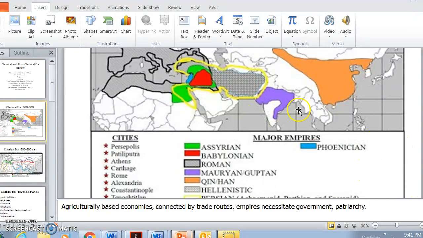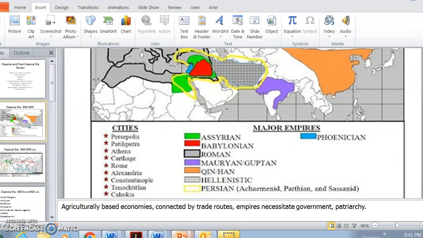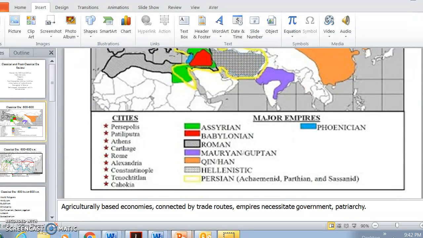Also, the Persian Empire, as we've talked about in our SGI groups, in this yellow area right here. The Persians centered really in Iran. Persians are ruled by dynasties. There are three here: Achaemenid, Parthian, and Sassanid. The Persians were also conquered by Alexander the Great. Persians are great rivals with the Greeks. We'll talk more about that too. Okay, so these are our major empires of the classical era.